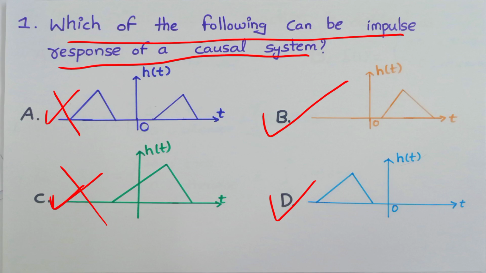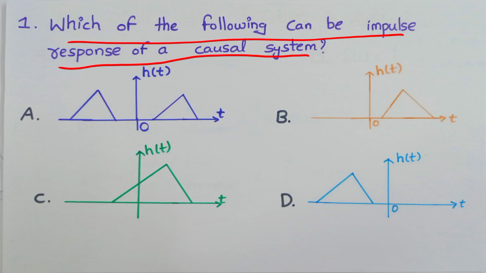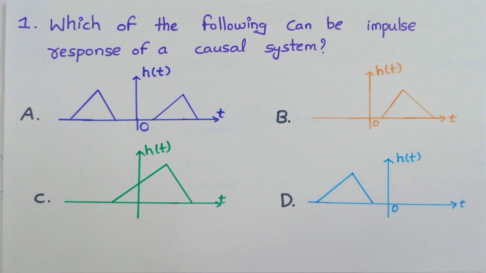This question can be asked like this also: what is the impulse response of a non-causal system? If they ask like this, first we have to know what is a non-causal system. A non-causal system is nothing but the system whose impulse response is present in both positive and negative time axis. That system is called a non-causal system. Here option A and option C are the correct answers for the non-causal system, because in option A and option C the impulse response is present in both positive and negative time axis.